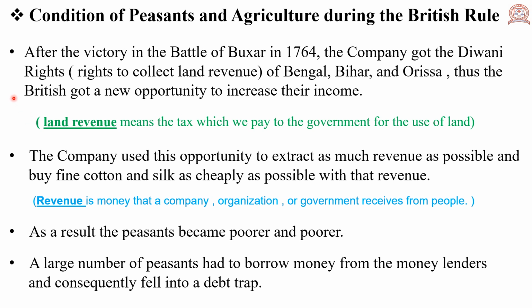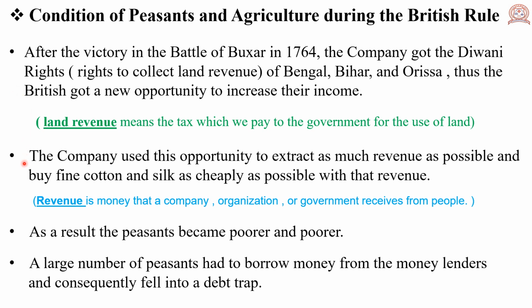You know that the Mughal Emperor Shah Alam granted the Diwani of Bengal to the East India Company under the Treaty of Allahabad in 1765 after the victory in the Battle of Buxar in 1764. The Diwani rights allowed the company to collect revenue directly from the people of Bengal, Bihar and Orissa. Thus, the British got a new opportunity to increase their income from India.